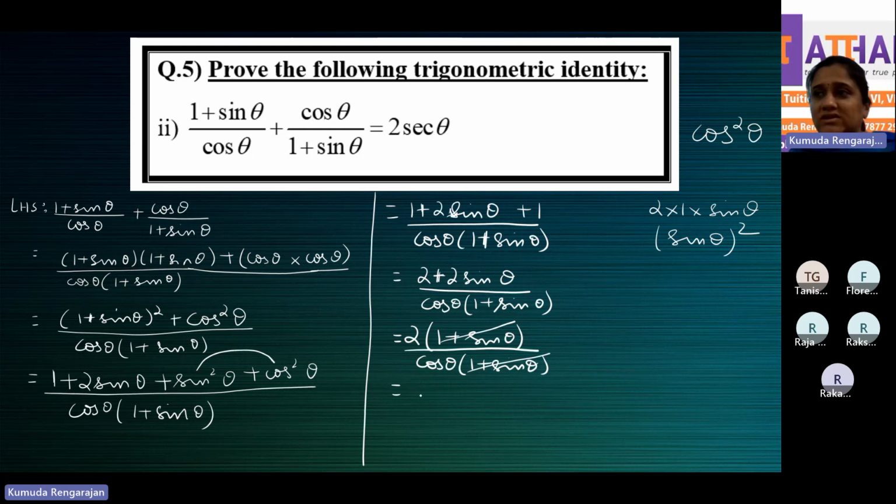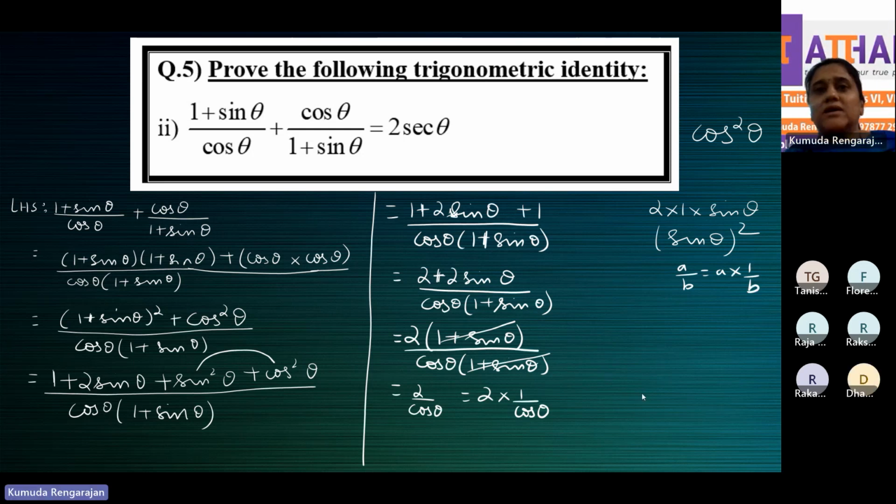So what do we have? 2 by cos theta. What do you understand by 2 by cos theta? That's nothing but 2 into 1 by cos theta, correct? A by b means a into 1 by b. So it is 2 into 1 by cos theta. And what is 1 by cos theta? Secant theta. 1 by cos theta is equal to secant theta. So 2 secant theta, meaning 2 into secant theta, is equal to the RHS. Hence proof. Right on, children?